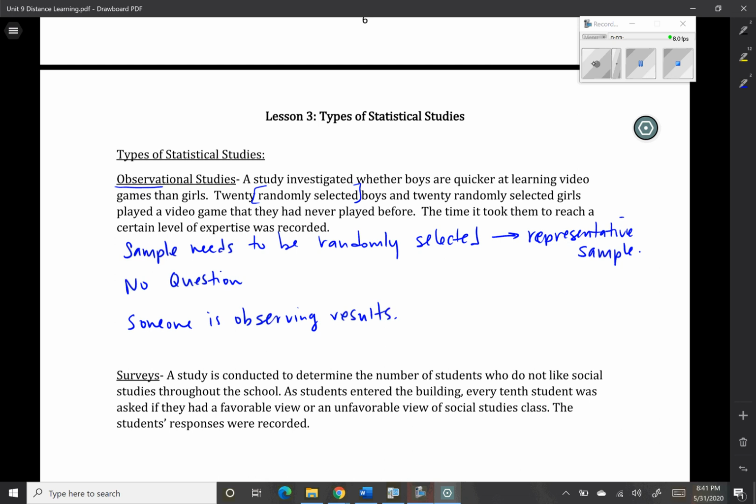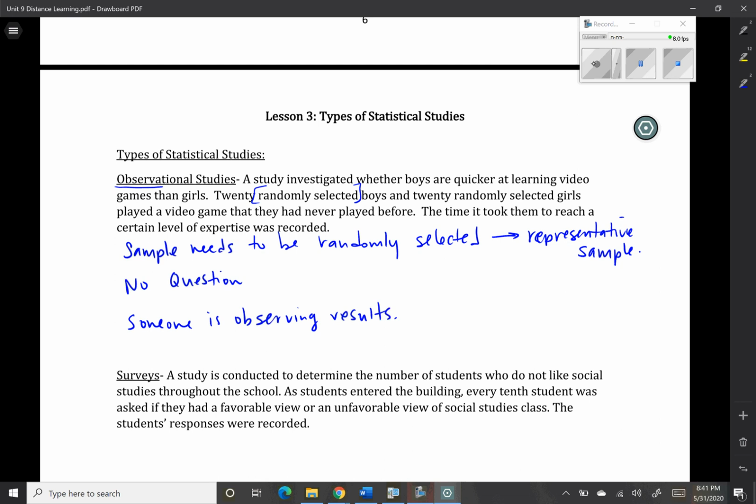Meaning there are some creepy guys sitting in the back of the room watching these kids play video games and saying, oh, boy number 1 made it through the level in 8 minutes and girl number 2 made it through the level in 7 minutes. That creepy guy in the back, that's the statistician. He's the one or she's the one observing the results.